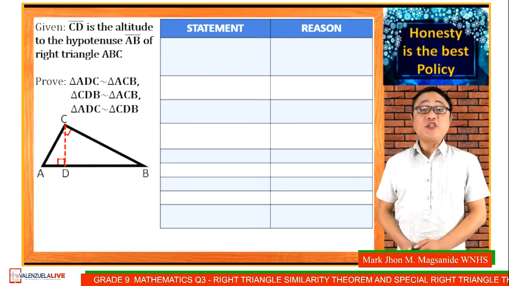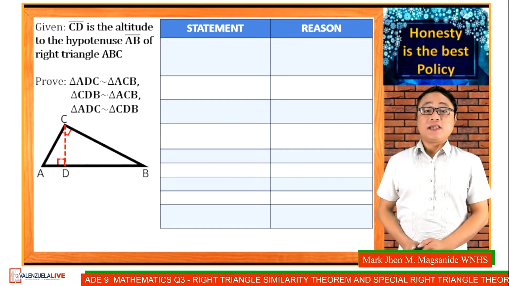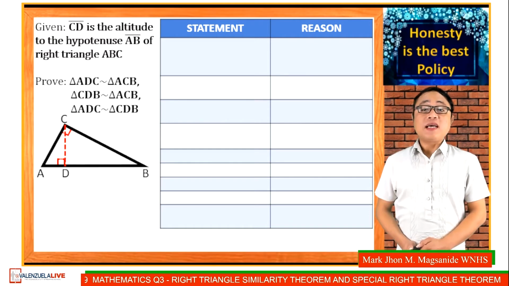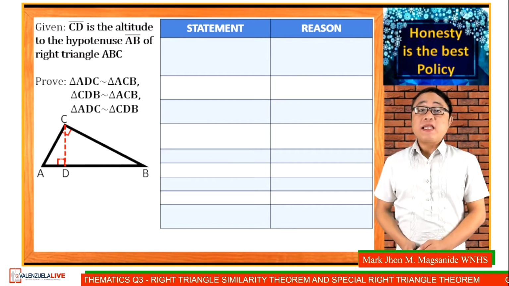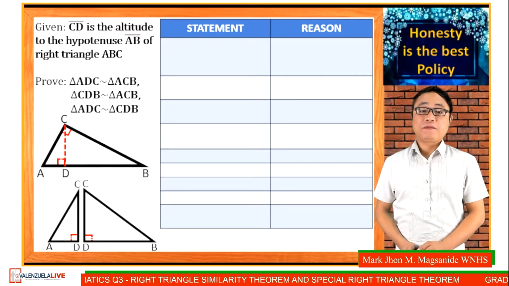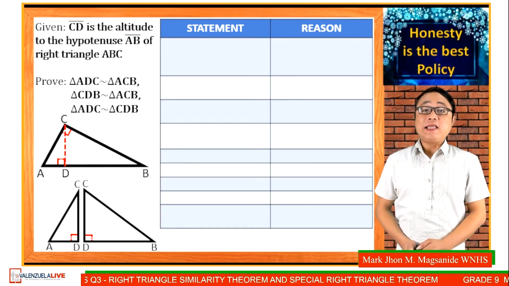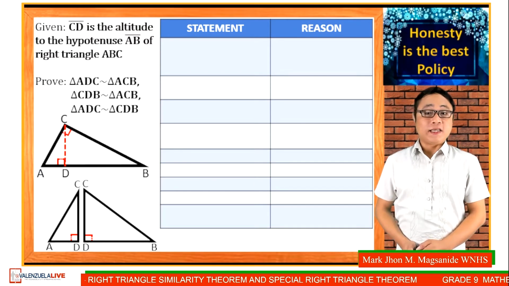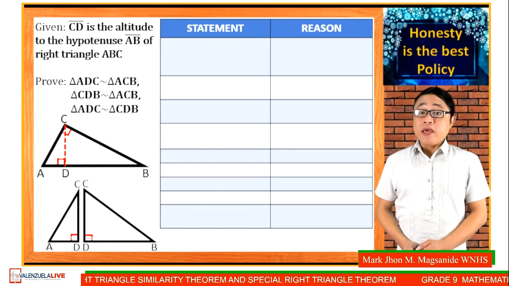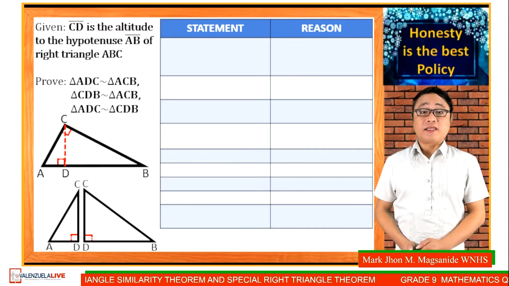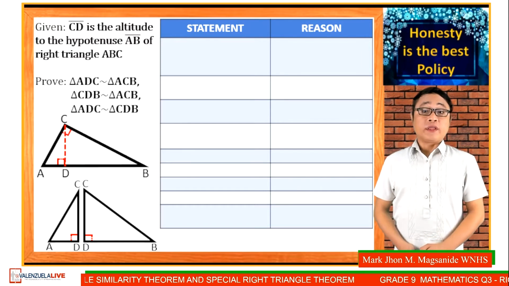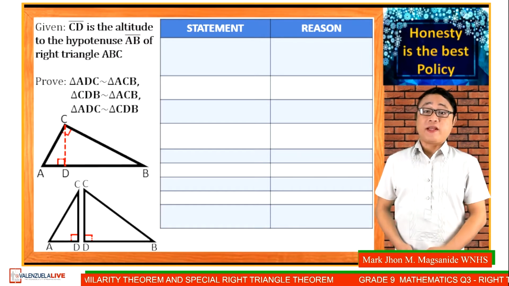To easily visualize the similarity, draw the two right triangles formed by the altitude CD. And they are triangle ADC and triangle CDB. In naming the triangles in similarity, use a correct order, like in this given.